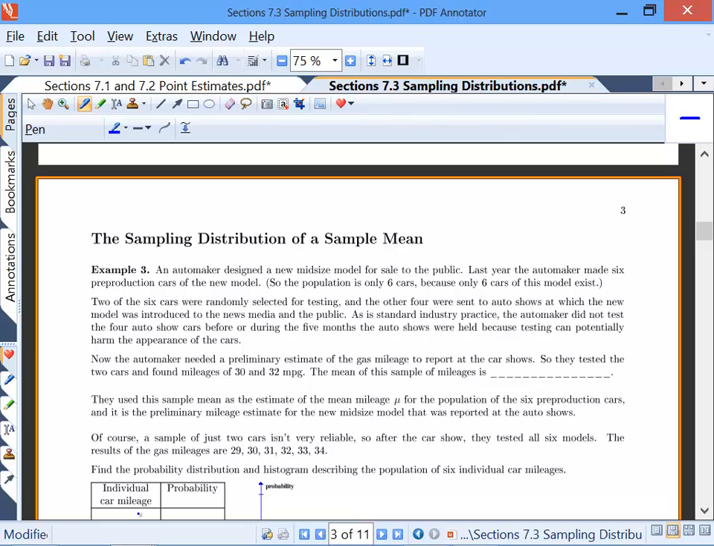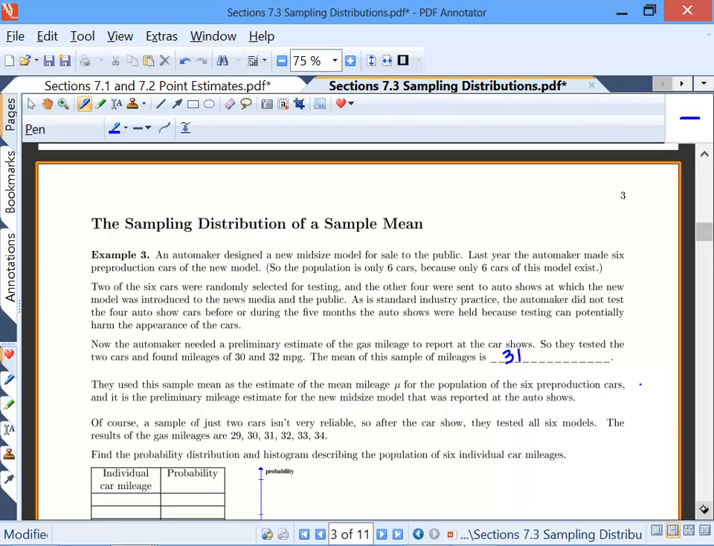So they needed a preliminary estimate of their gas mileages to report at the car show. So they tested 2 cars, found mileages of 30 and 32. So the sample mean for that sample is 31. So that's what they reported at the car shows, that their estimate for the mileage is 31. And they were using that sample mean as an estimate of the population mean, mu.